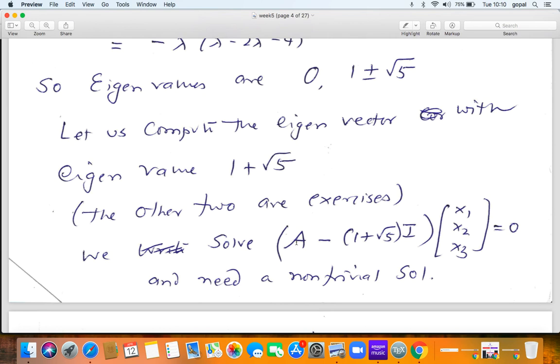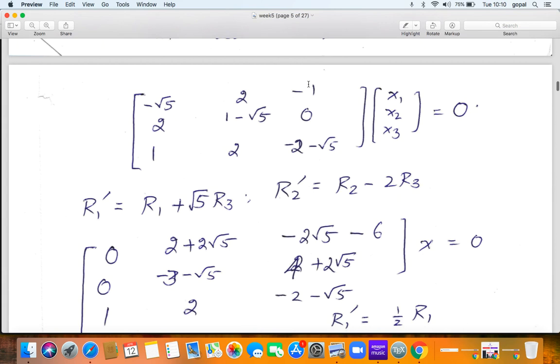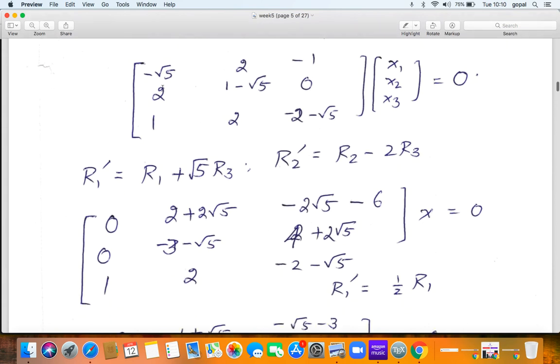So let us compute A minus (1 plus root 5) I. It is minus root 5, 2, minus 1; 2, 1 minus root 5, 0; 1, 2, minus 2 minus root 5, applied to x1, x2, x3 is 0. Let us perform row operations. I want to first get rid of this minus root 5. How do I get rid of this? R1 prime equals R1 plus root 5 R3. I want to get rid of this 2. R2 prime equals R2 minus 2 R3.